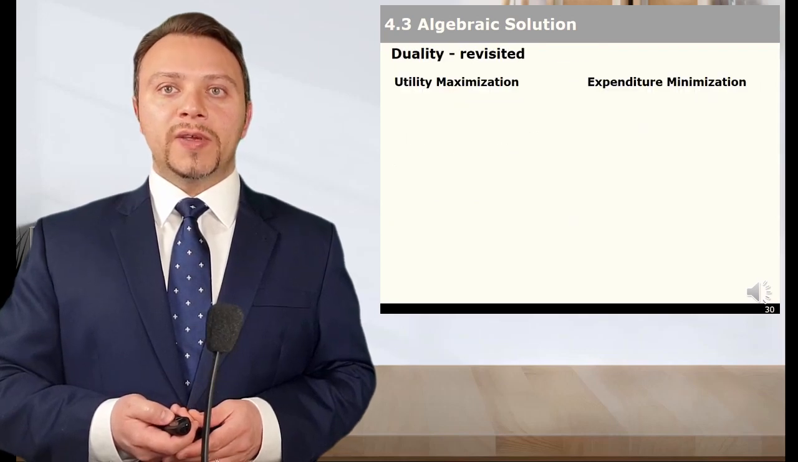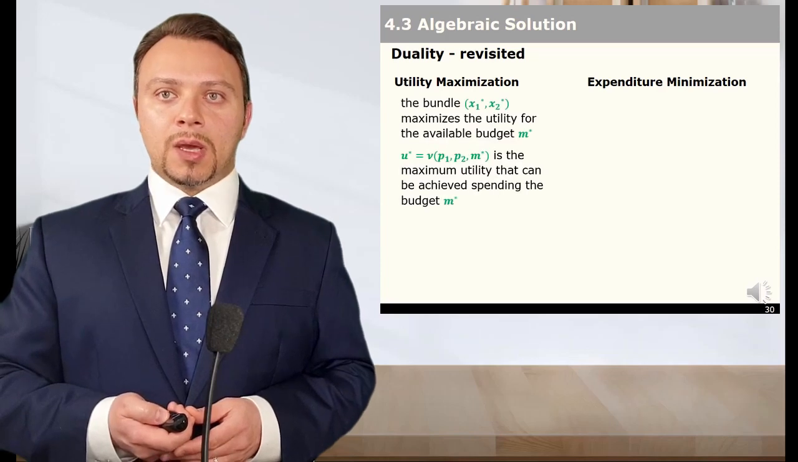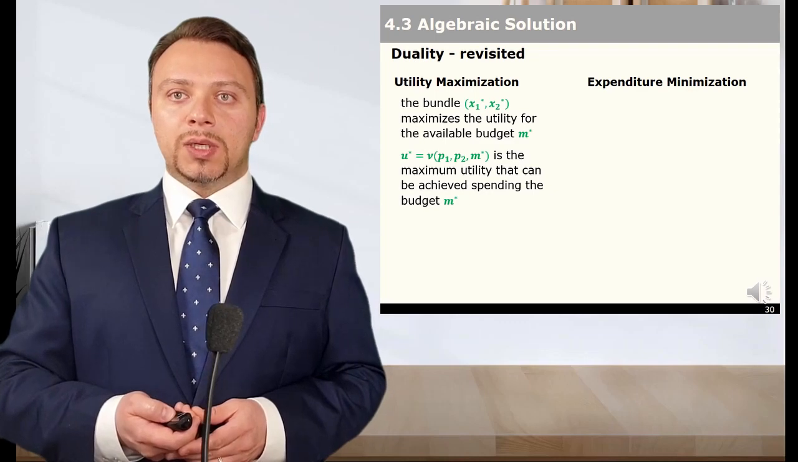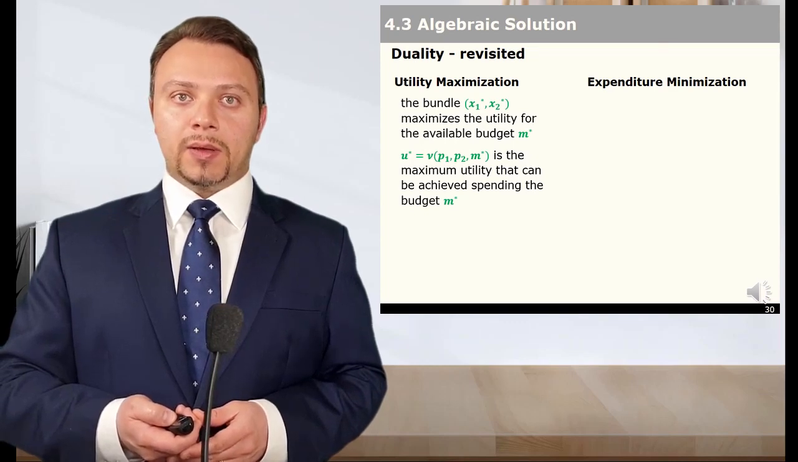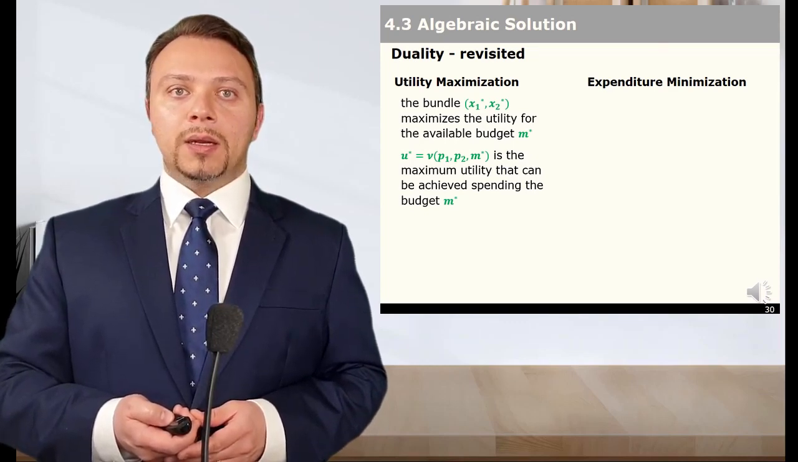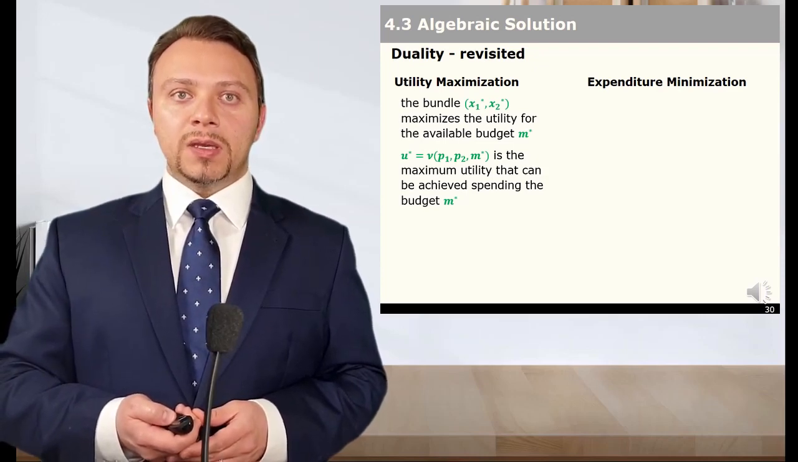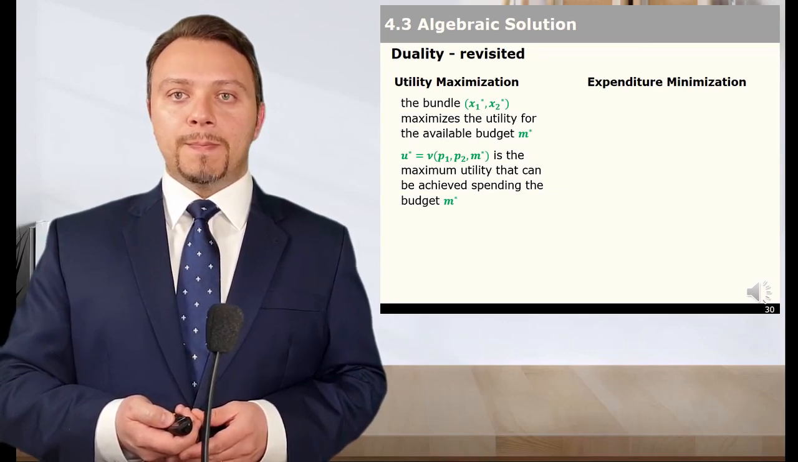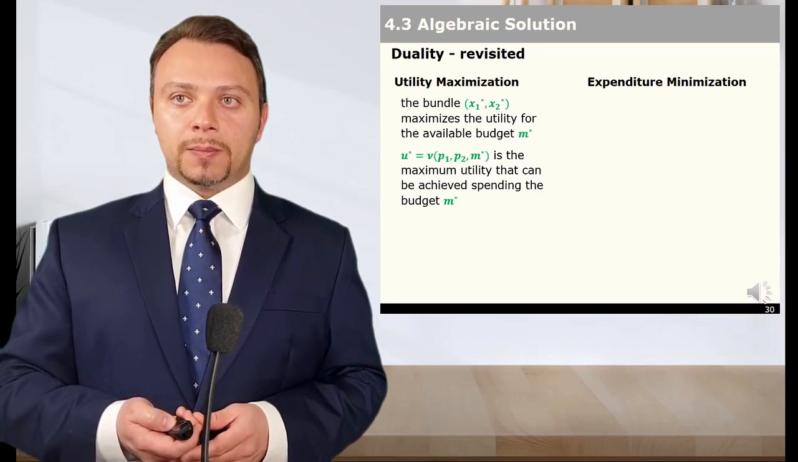Let us now revisit duality. In utility maximization, the bundle x1 star and x2 star maximizes the utility for the available budget m star. U star, which is the resulting utility level in the optimum, is then just the value of the indirect utility function v depending on p1, p2, and m star. And this is the maximum utility that can be achieved spending the budget m star.